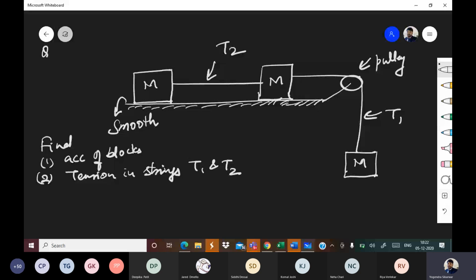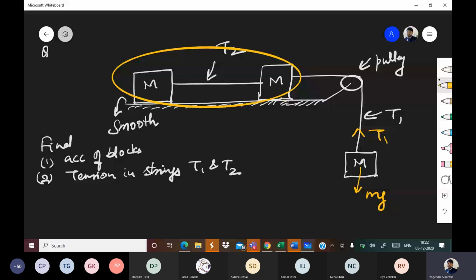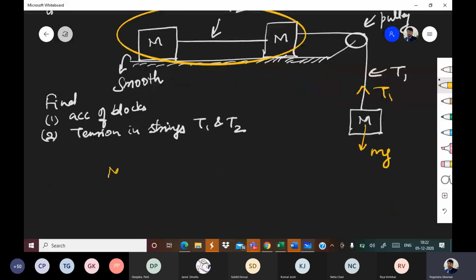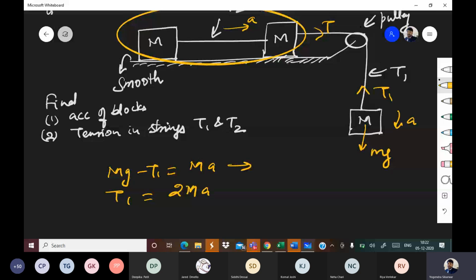In this question, please pay attention. These two masses which are on the table will move together, and we can consider them as one mass for the sake of calculation of accelerations. Mg is acting downward, T1 is acting upward. So Mg minus T1 is equal to Ma. I am considering it to go down by a. Secondly, T1 is acting on these two masses. So T1 is equal to 2m into a.